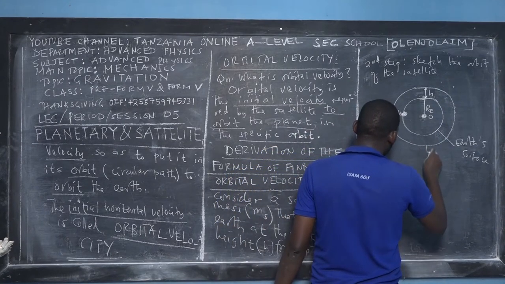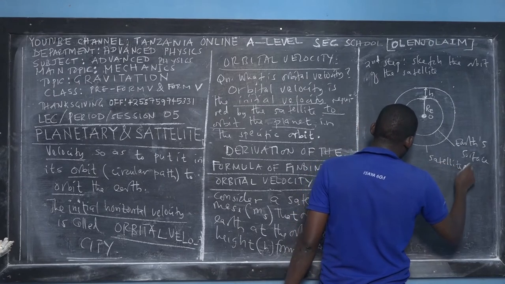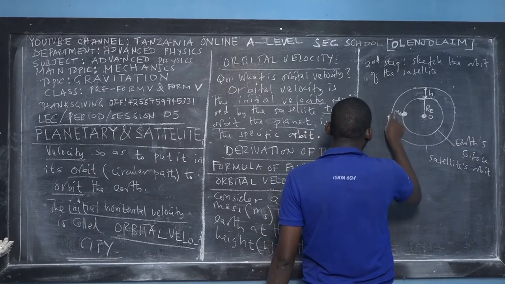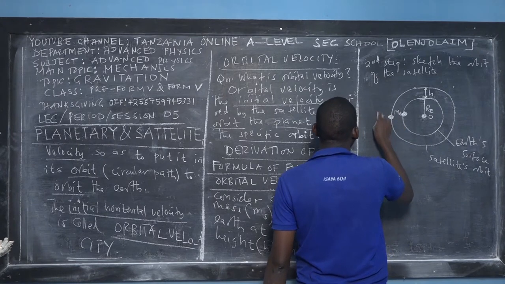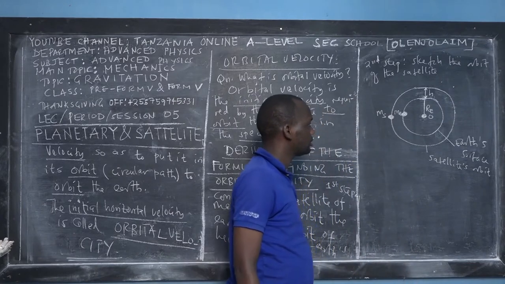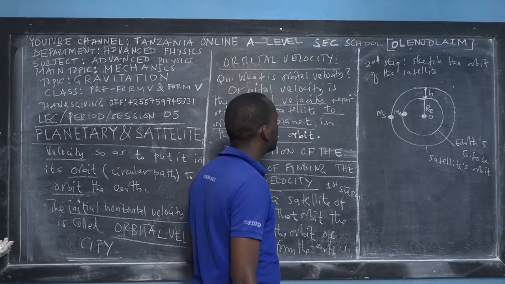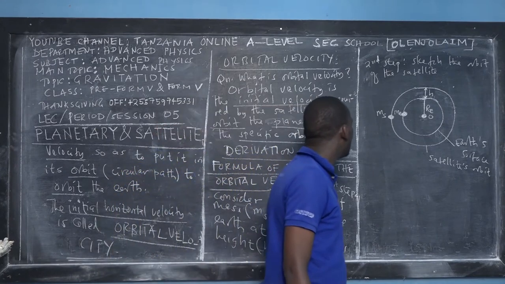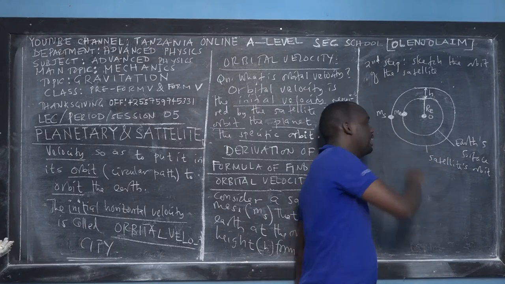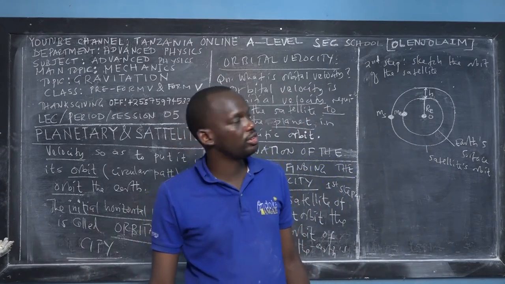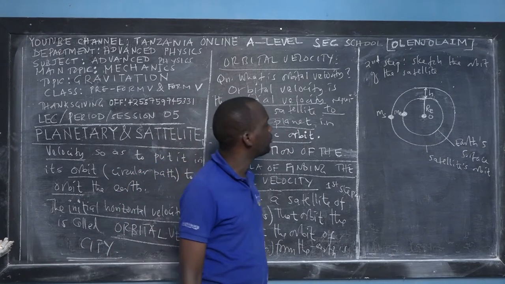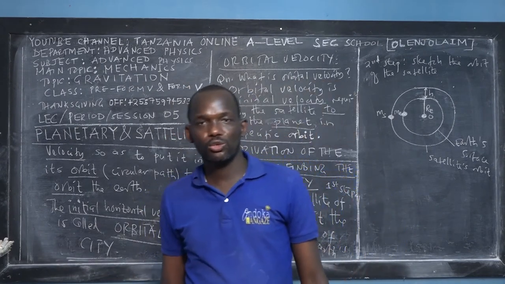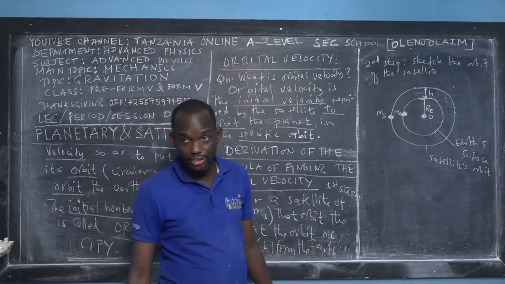So this is the satellite in orbit. Suppose here we have the mass of the satellite. So what's happening there? According to Newton's universal gravitational law, the force of attraction between the satellite and the Earth, these two bodies in the universe, is proportional to the product of their masses and inversely proportional to the square of the mean distance between their centers. That is the concept.